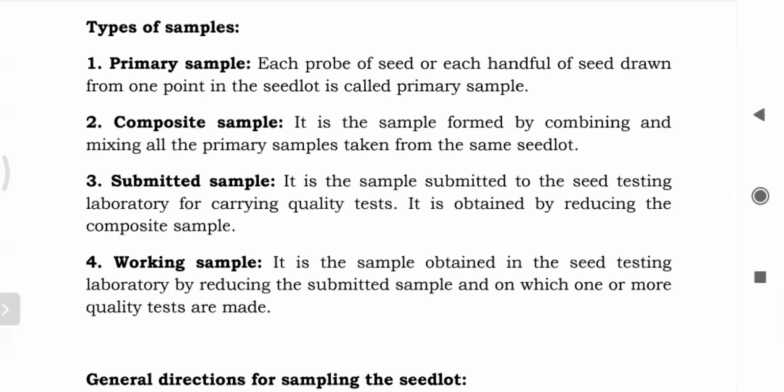Then submitted sample, which is submitted to the seed testing laboratory. So it is a sample submitted to the seed testing laboratory for carrying out different quality tests of that seed sample. It is obtained by reducing the composite sample. So submitted sample is submitted to the seed testing laboratory.